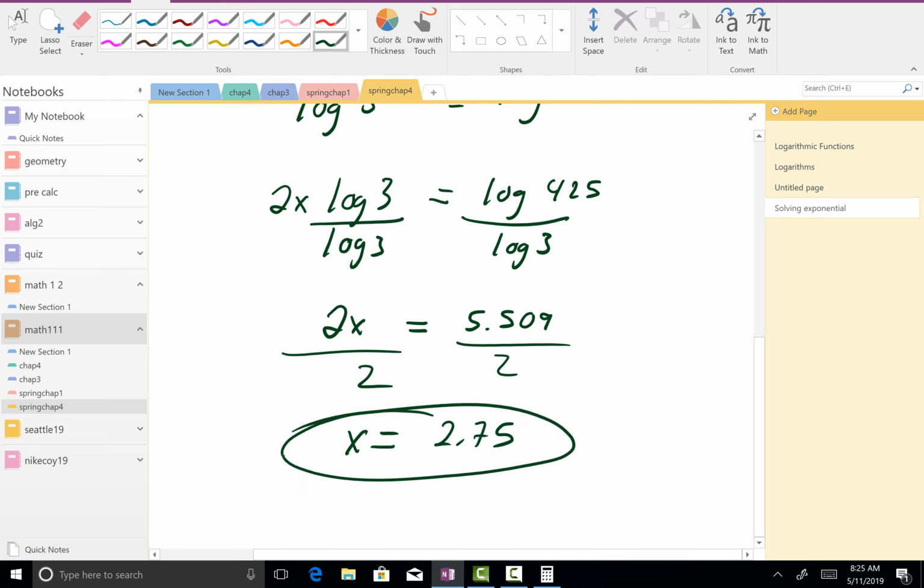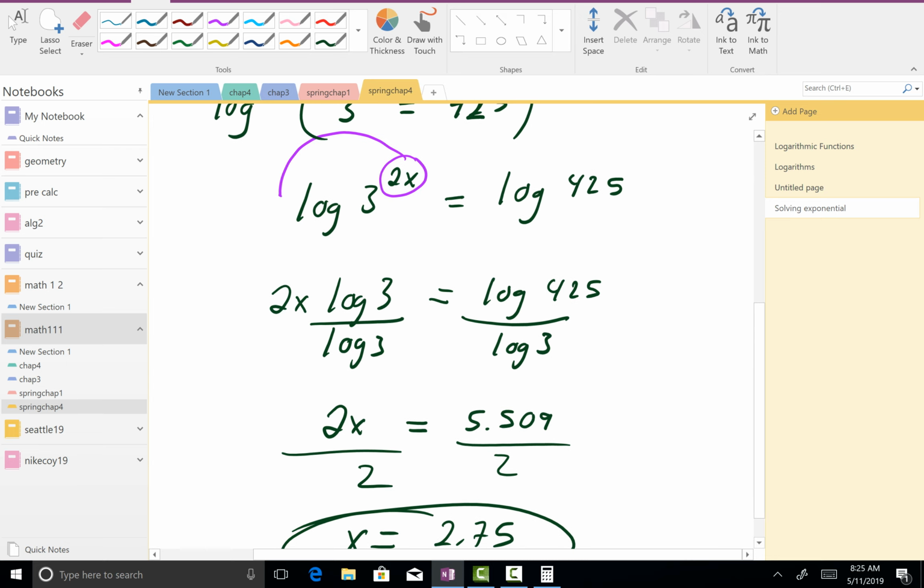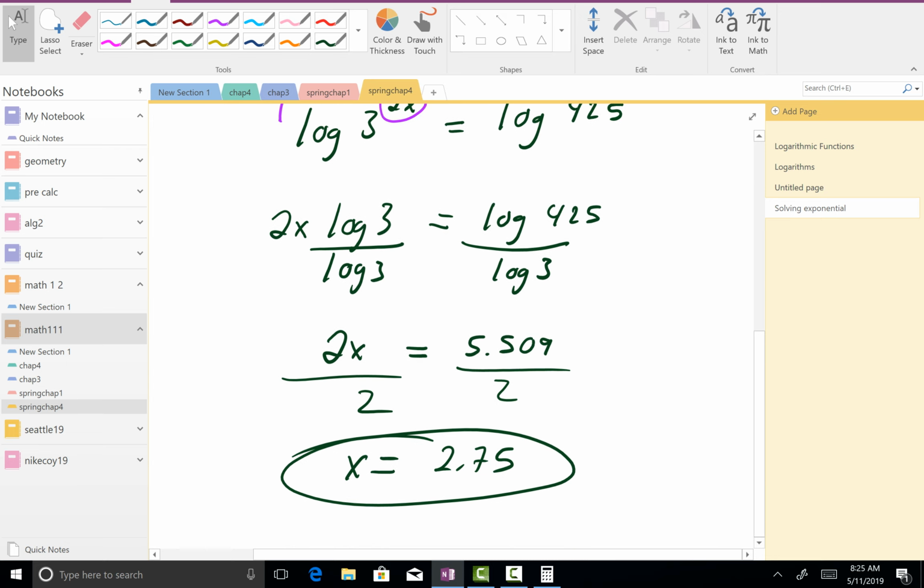So anytime you have a variable in the exponent, such as we did there, one good strategy is just to take the log of both sides. Okay. That exponent thing is going to pop down here in front. That's one of the properties of logarithms I think we had last week. And then just divide it out.